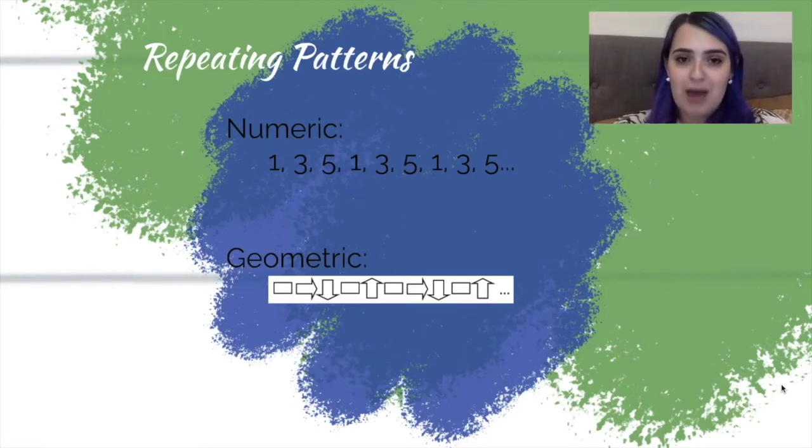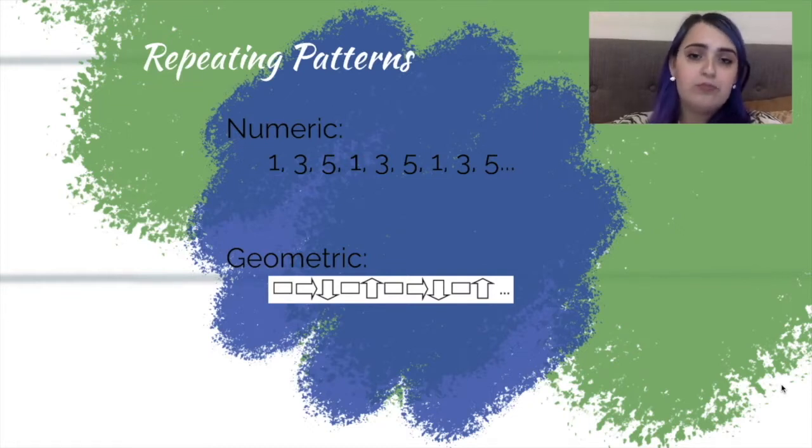For the geometric pattern, those have to do with shapes. So we can see that our geometric pattern has a rectangle, an arrow pointing to the right, an arrow pointing down, another rectangle, and an arrow pointing up. That ends up repeating again. So those first 5 of our polygons form the core. So once again, just like the numeric, they repeat over and over again.